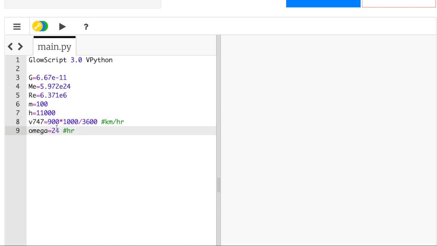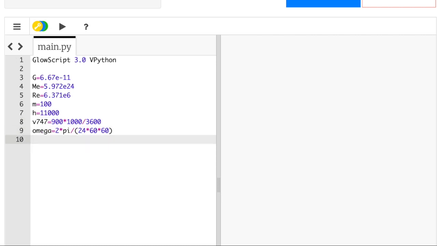So that was 24 times... Oh, wait, that was wrong. It's 2 times pi, divided by 24 times 60 times 60. And that's radians per second. What else do I need? I got the velocity. Theta equals 30 times pi divided by 180, to convert that to radians.